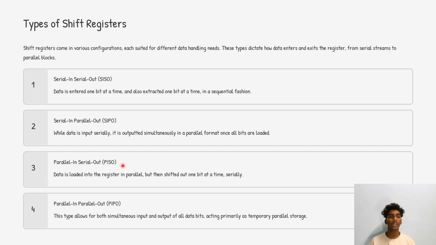Data is loaded into the register in a parallel way, simultaneously, all data entered into the flip-flops, but is shifted out one bit at a time serially. Parallel in, parallel out. This condition allows all inputs to be taken by the register simultaneously, and at a time the shifted data is taken as output, acting primarily as temporary parallel storage.